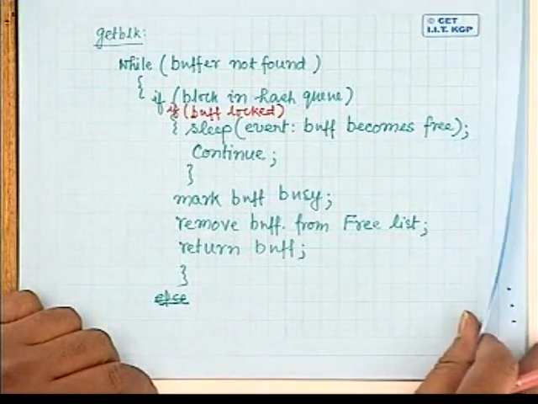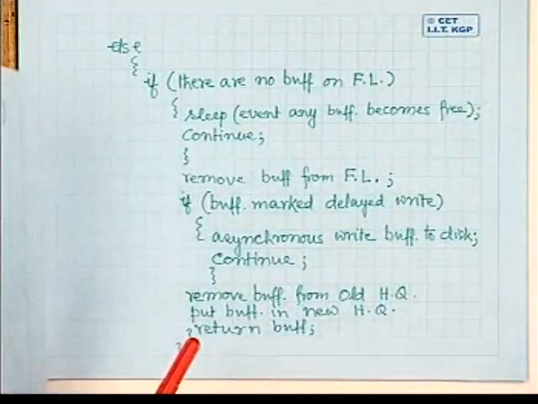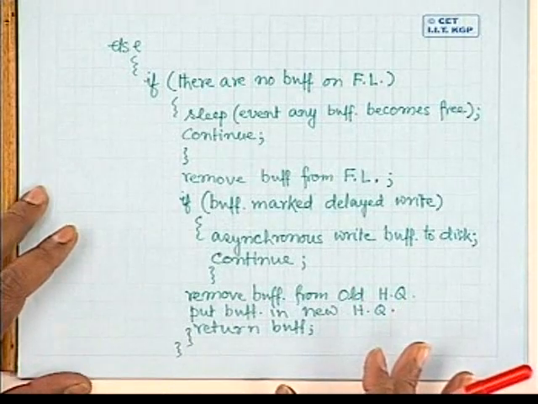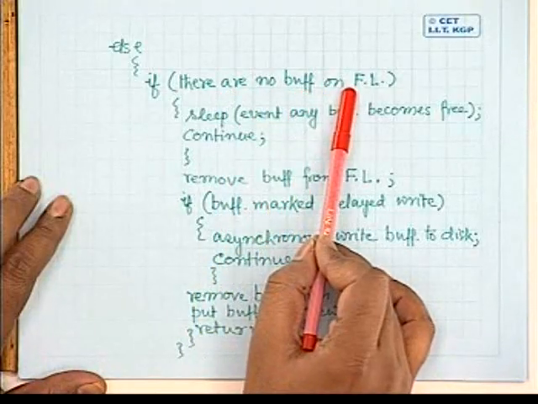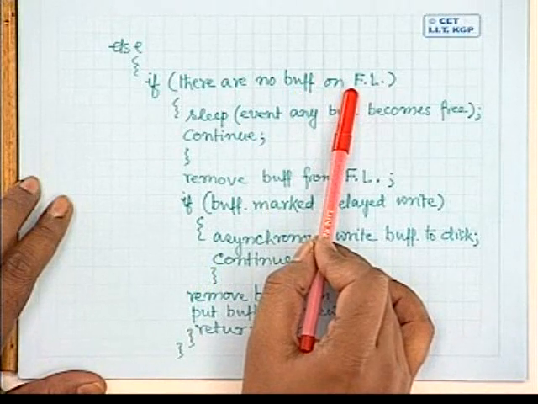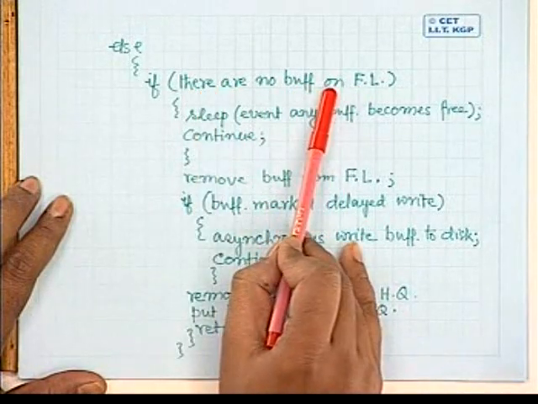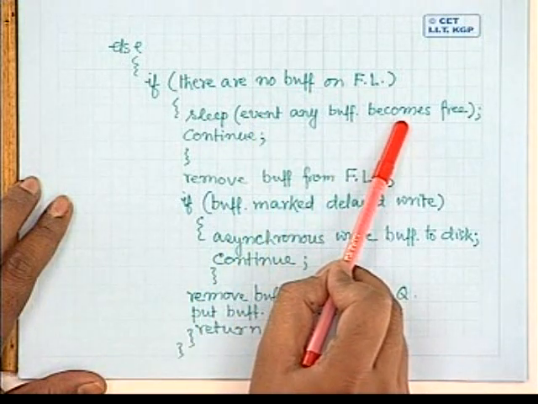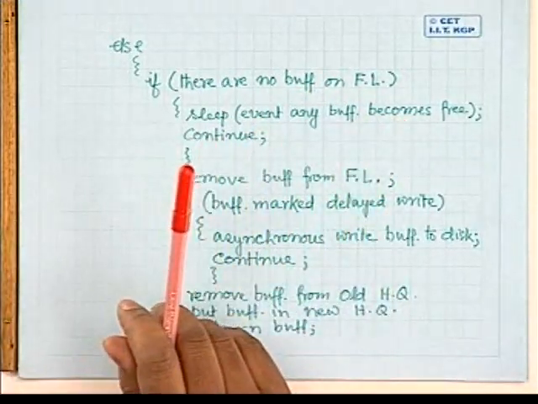Okay. Now in case the block is not in the hash queue, then as I said, the data is not present in the buffer cache. That means I have to get a buffer where this data block has to be written. Then I can have a situation that there is no buffer on the free list, that is, the free list is empty. So if the free list is empty, then the process goes to sleep mode on the event that any buffer becomes free. Now find the difference.